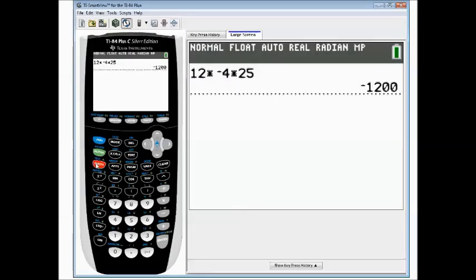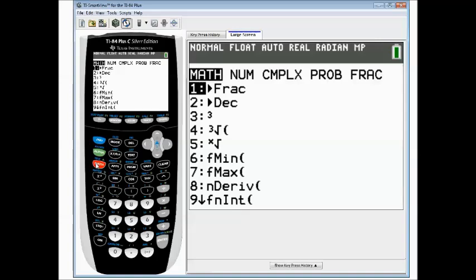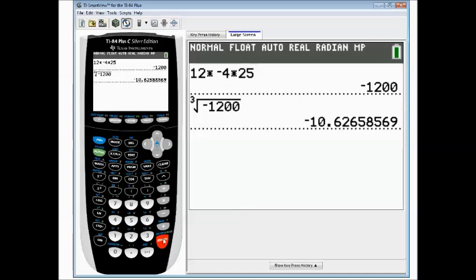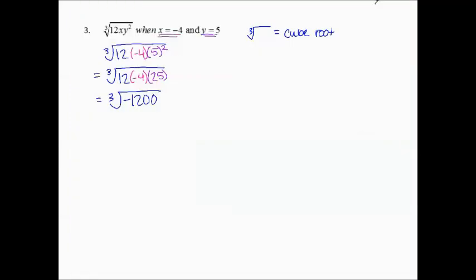cube root I need to hit math. And if you notice here at number 4, there's my cube root. I'm going to go down to number 4, the cube root of -1,200. I get -10.63. I'm going to round, the 2 is going to bring my 6 up. Negative is approximately equal to -10.63. My little equal sign is kind of wavy here because it's an estimate.